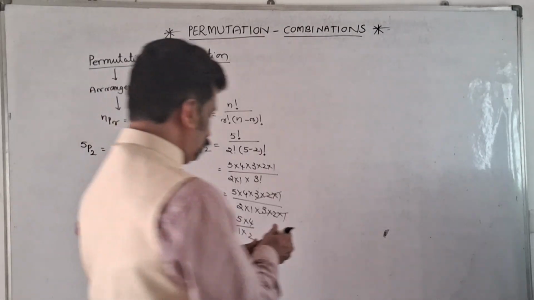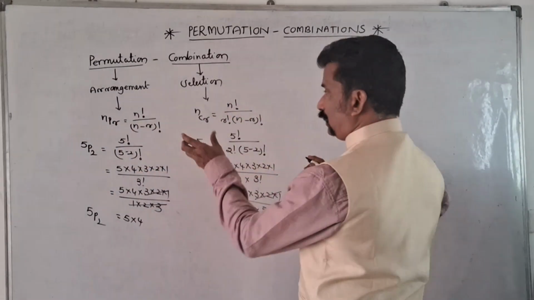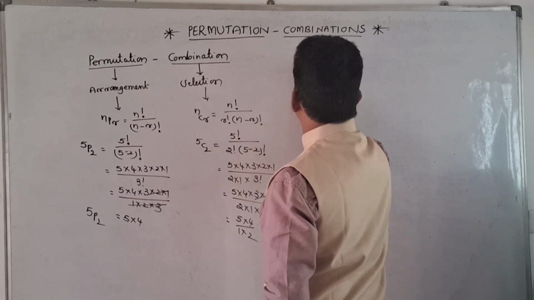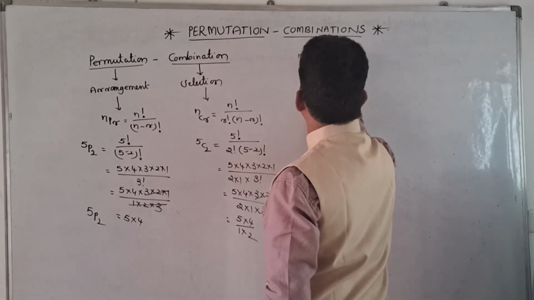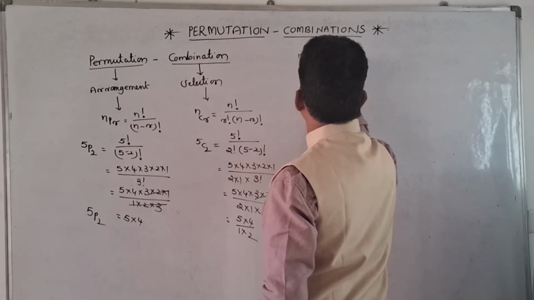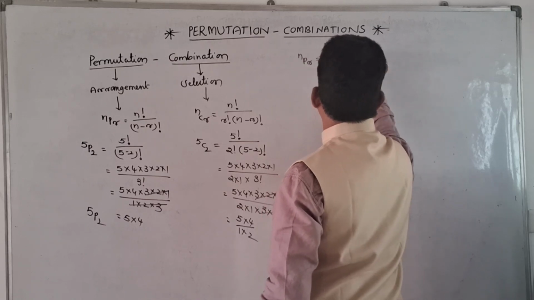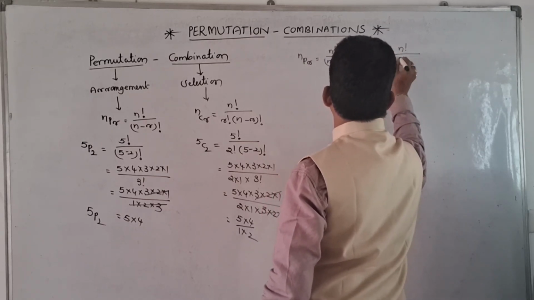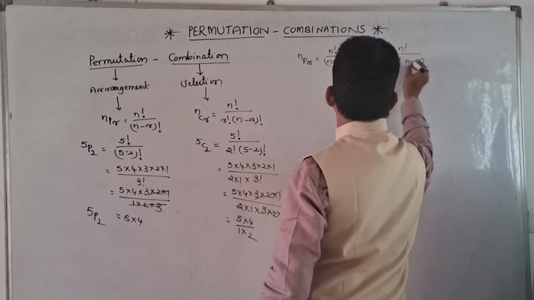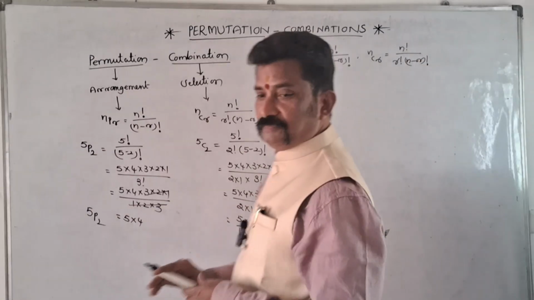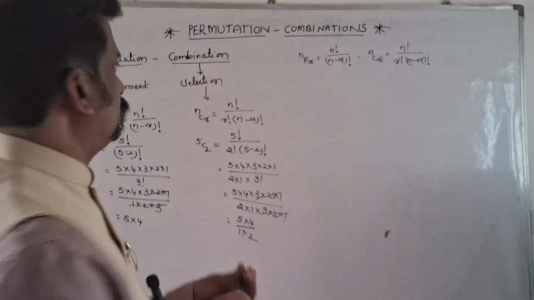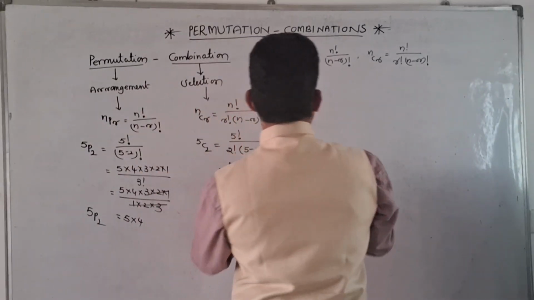Now, the relation between these two: nPr is equal to n factorial by n minus r factorial, and nCr is equal to n factorial by r factorial into n minus r factorial. Okay guys, now the relation between these two.